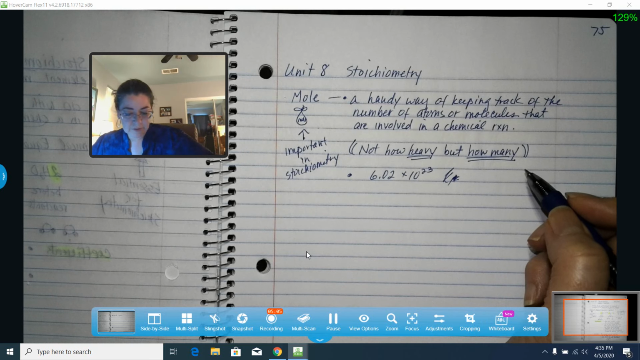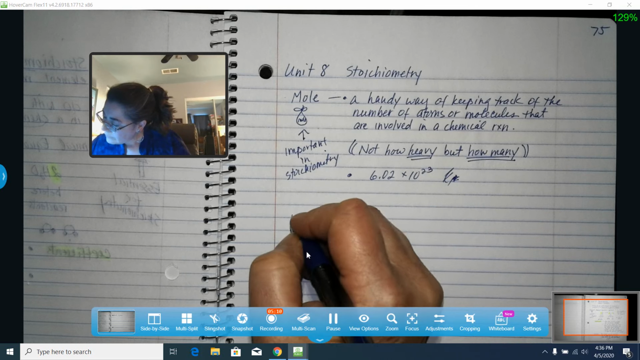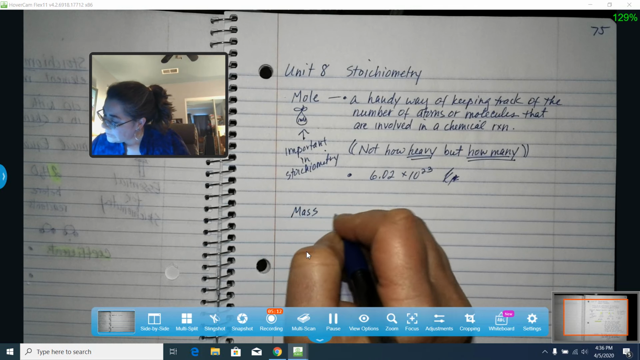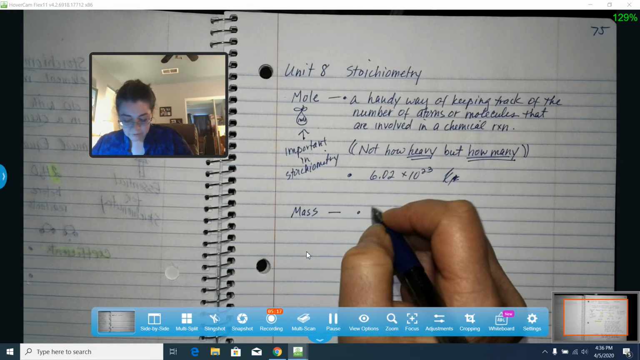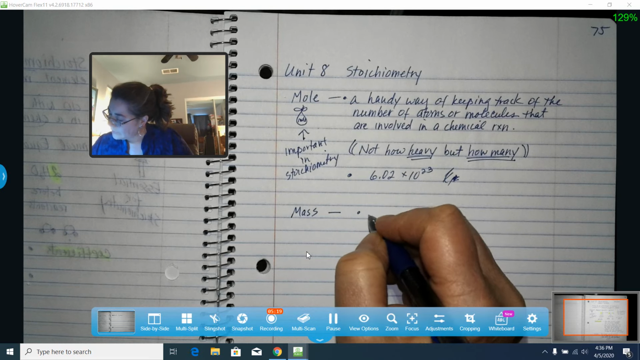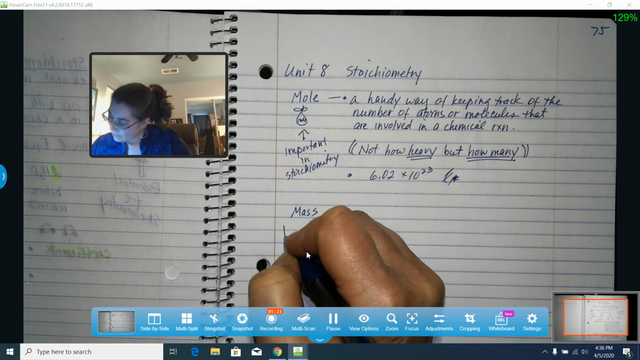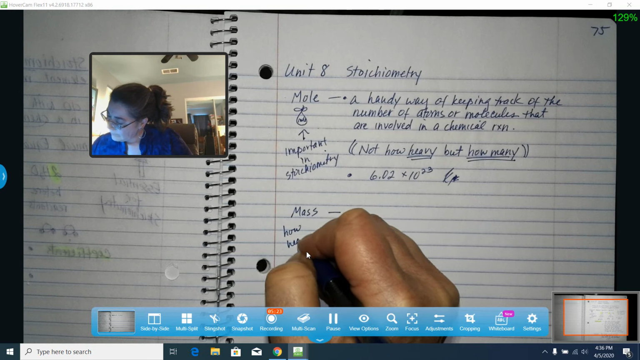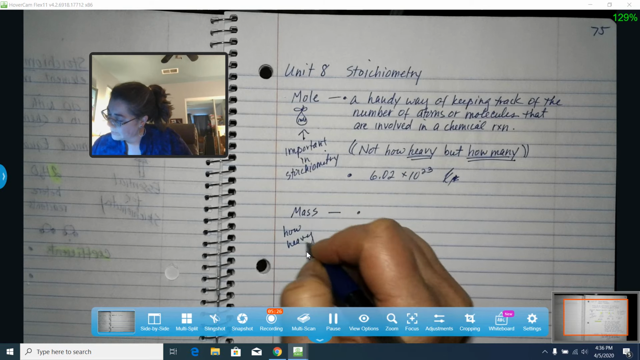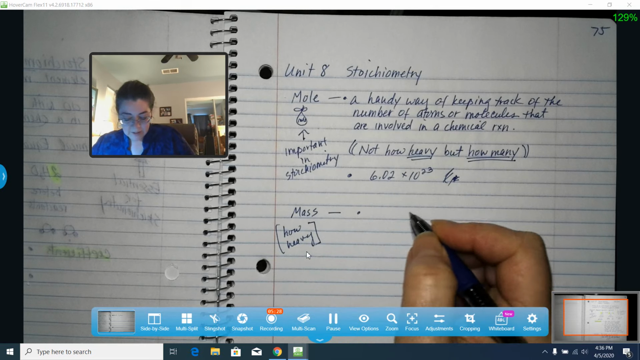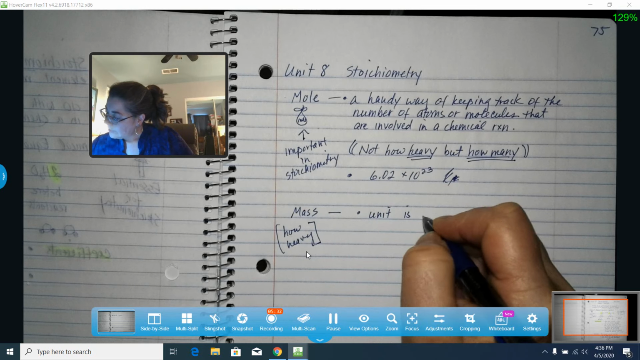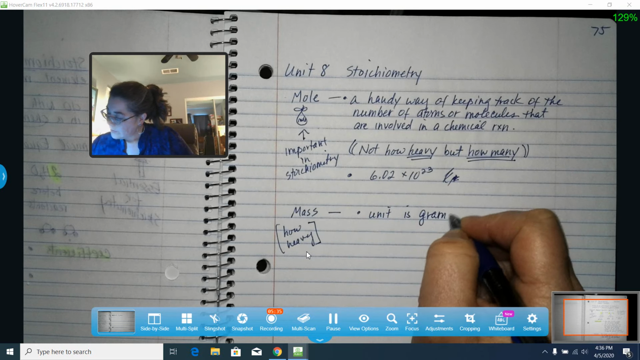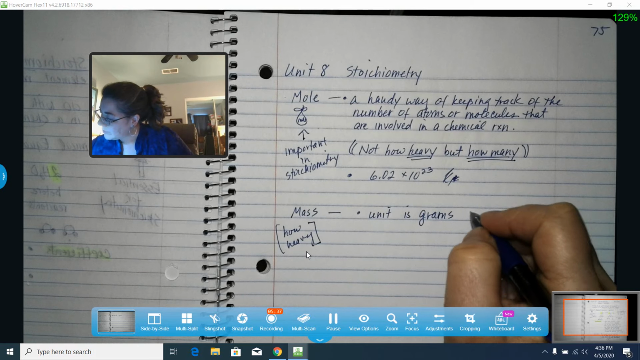Okay, the next thing we need to remember is, well, we need to distinguish, is mass. So mass is the unit in grams, is how heavy something is, right? So this is how heavy. When we talk about mass, we're talking about how heavy. And the unit is grams when we're using it for high school chemistry.